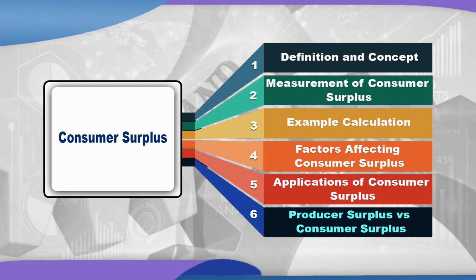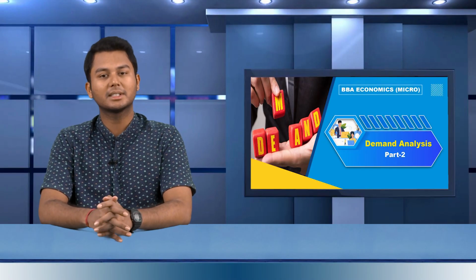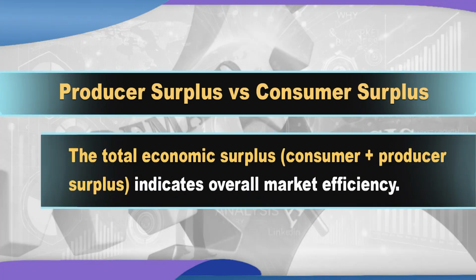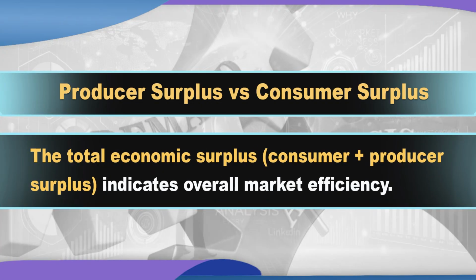Now, let us look at another concept, that is producer surplus versus consumer surplus in contrast. While consumer surplus benefits buyers, producer surplus benefits sellers. The total economic surplus, that is consumer plus producer surplus, indicates the overall market efficiency.